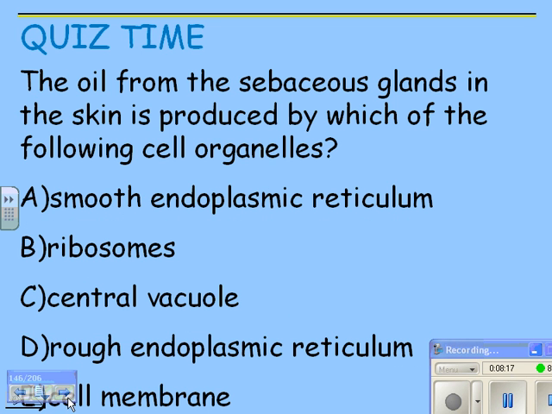Okay, the oil from the sebaceous glands. Okay, now is time to panic. I'm on an MCAS, I'm reading a question, and I have no idea what sebaceous glands are. Let's keep reading anyway. Oil, oil, oil. I do know that oil is a lipid. I wonder if that will come in handy. The oil from the sebaceous glands in the skin is produced by which of the following cell organelles? Well, I know the organelle that has to do with lipids is the smooth ER. Oh, look, and that's one of the answers. Hip, hip, hooray.